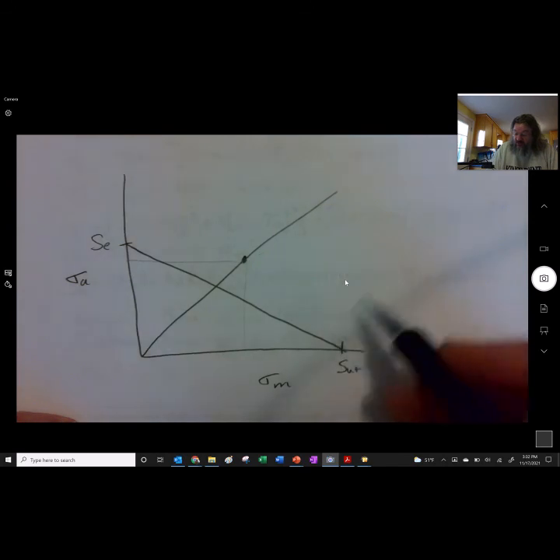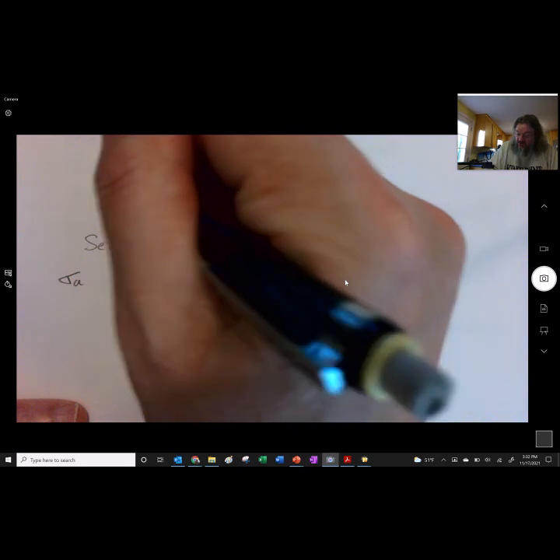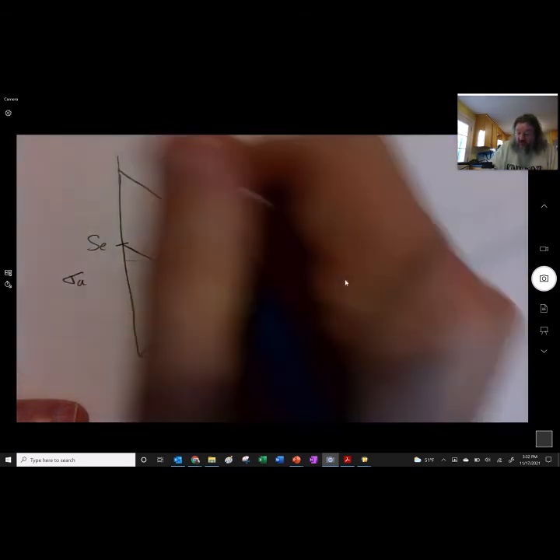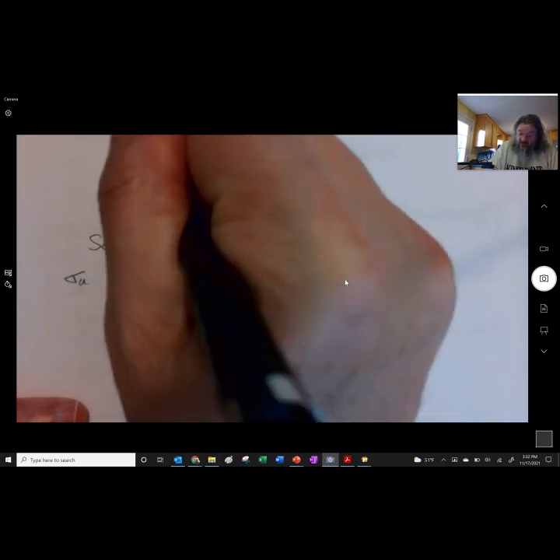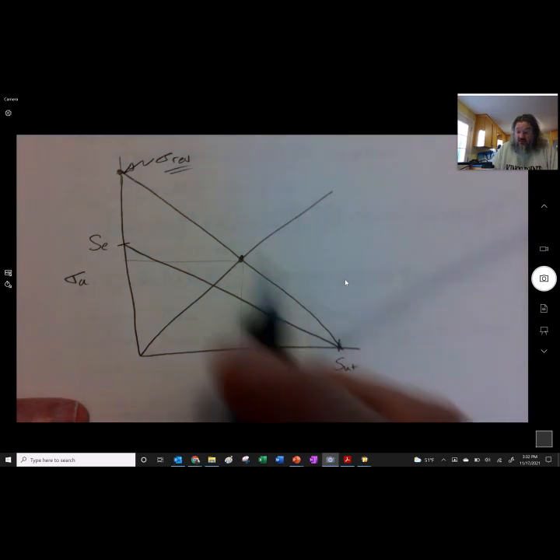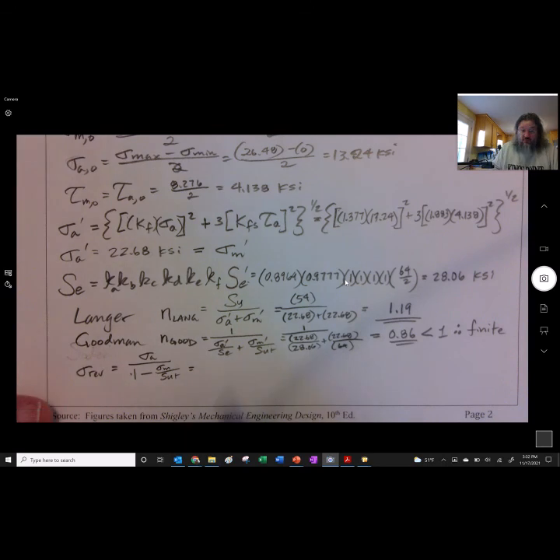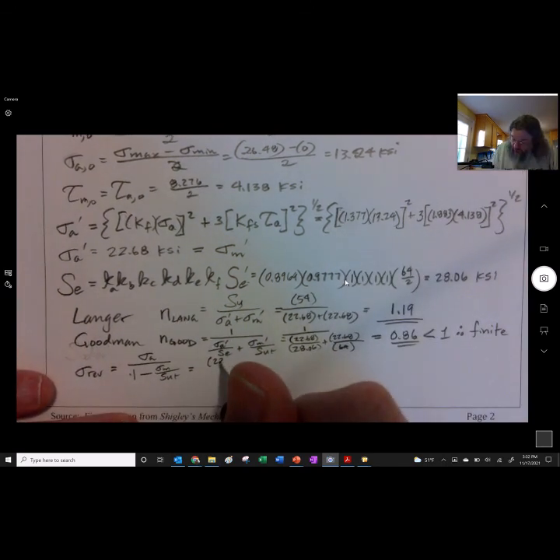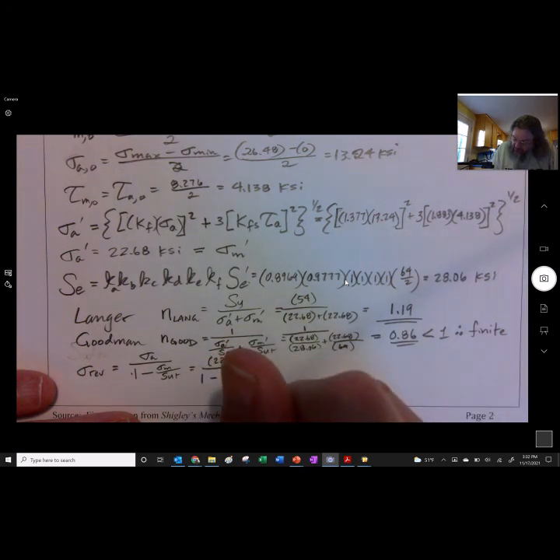We can see we're outside of this. So what we're effectively going to do is draw a line that starts at ultimate and goes through here and connects with the alternating axis to give us an equivalent reversed stress. And that equivalent reversed stress is going to allow us to estimate what the life is using this very, very flawed method. This is not a reliable method because we're treating it as, as they like to say, deterministic when it's actually stochastic.